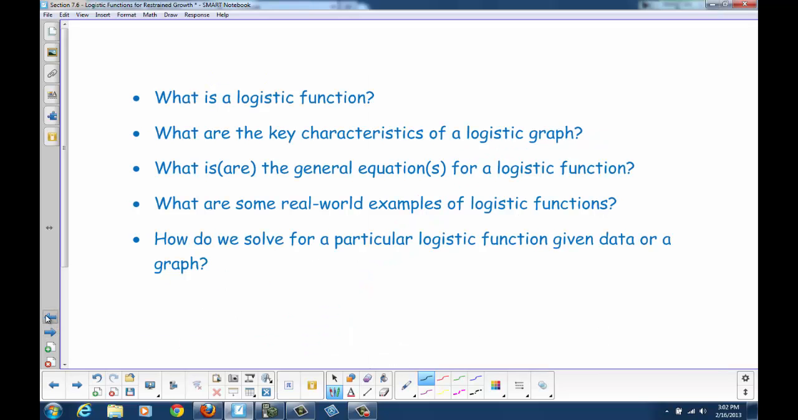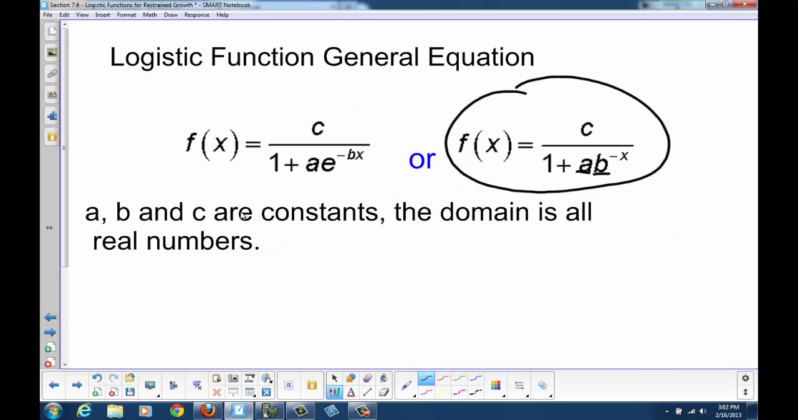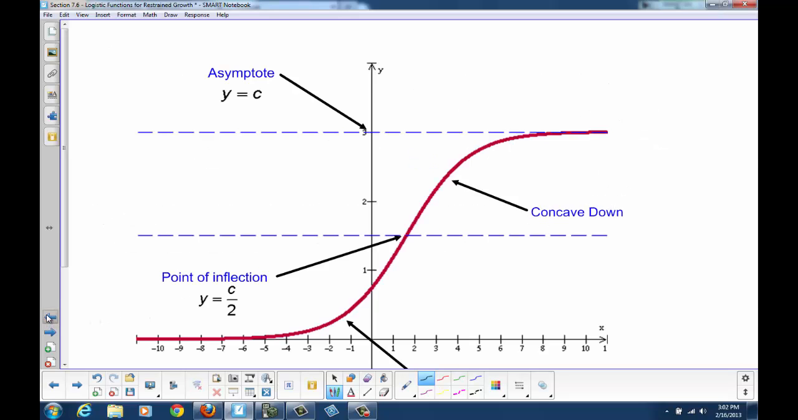What are the general equations for a logistic function? Here they are. f of x equals c over 1 plus a e to the negative bx, or f of x equals c over 1 plus ab to the negative x, where a, b, and c are constants and the domain is all real numbers.